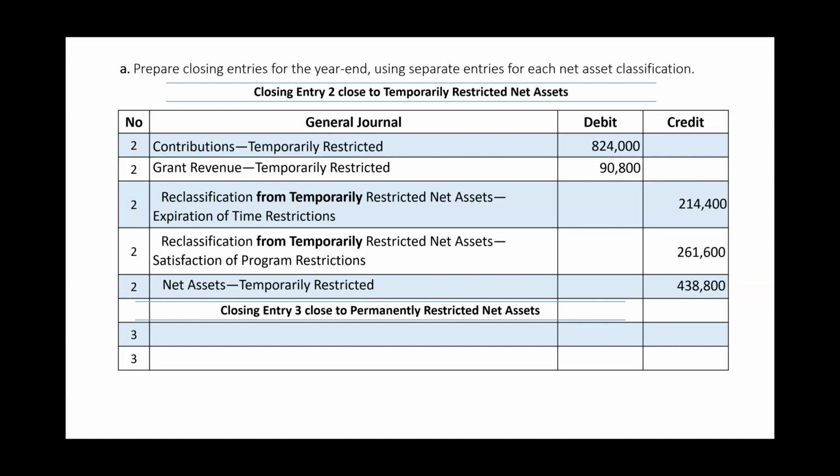Okay. So number 3, closing entry to close the permanently restricted net assets account. This is simple because remember, your permanently restricted net assets aren't going to have any adjusting journal entries. You're going to have an original journal entry, but you're not going to have any balances, right? So you're simply closing it out. Contributions permanently restricted, that's kind of like your revenue, right? So you're going to debit that to close it, and then your net assets permanently restricted, credit it to close it.